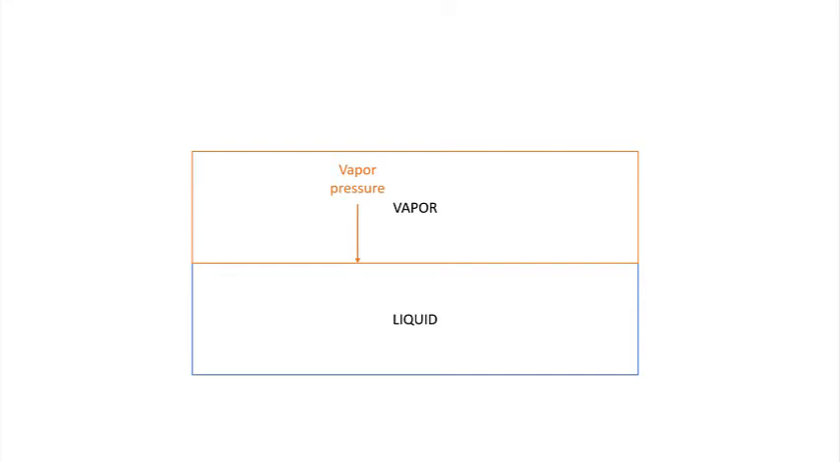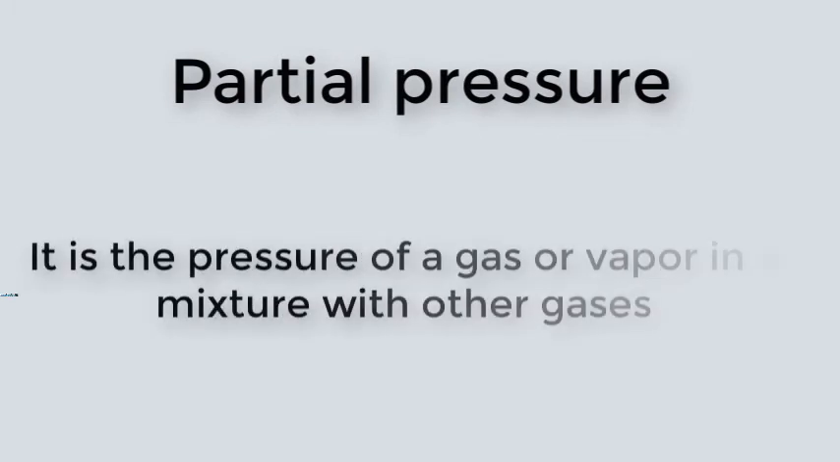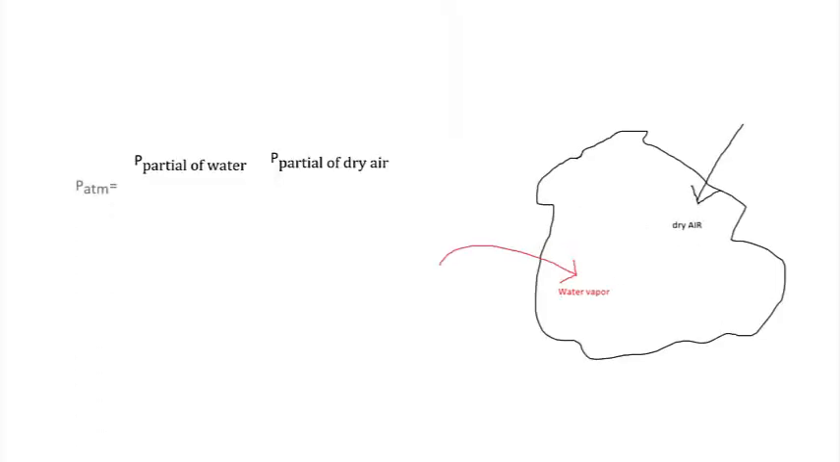It is a property of the pure substance and turns out to be identical to the saturation pressure of the liquid. We must be careful not to confuse vapor pressure with partial pressure. Partial pressure is defined as the pressure of a gas or vapor in a mixture with other gases. For example, atmospheric air is a mixture of dry air and water vapor, and atmospheric pressure is the sum of the partial pressure of dry air and the partial pressure of water vapor.